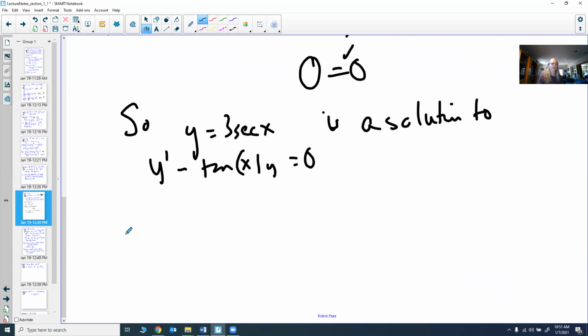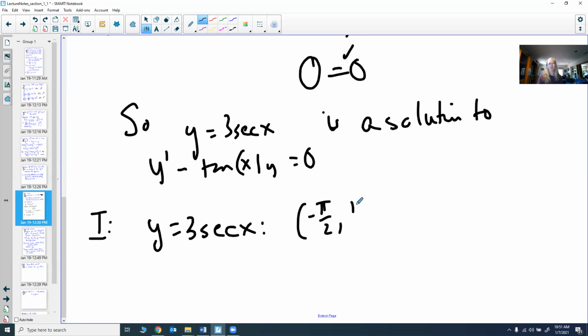Now the next thing is we've got to find that interval. So let's think about y equals 3 secant x. So let's think about secant x. What is its domain? If you remember, secant is 1 over cosine, so wherever cosine is 0 is where we have a problem. And cosine is 0 at minus pi halves and pi halves. So this would be minus pi halves to pi halves.